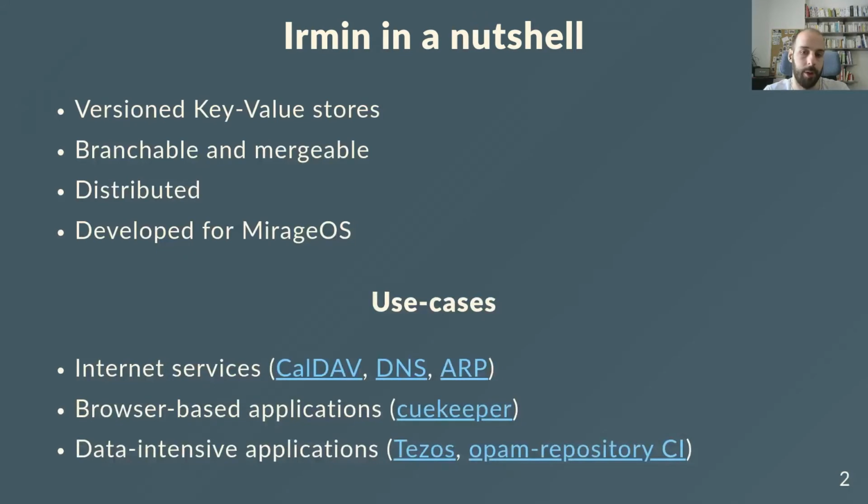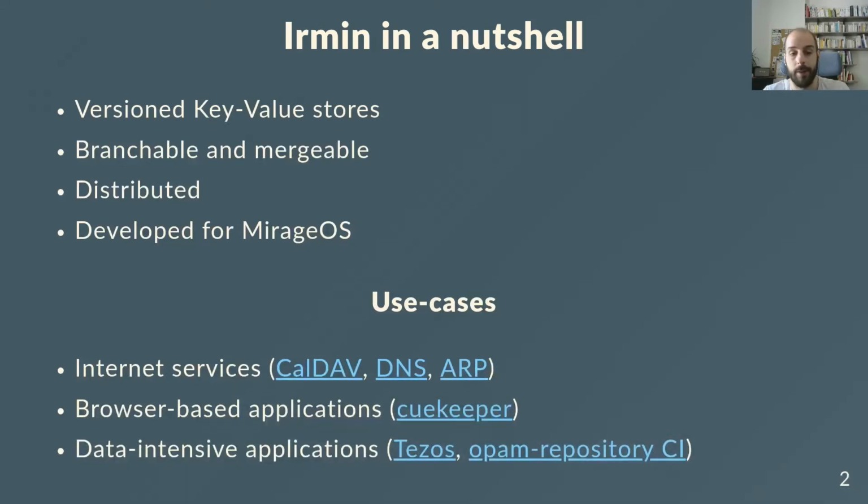It's also distributed, which means you can have multiple replicas of the same Irmin store on different machines and perhaps with different states, and you can sync them using pull and push operations, just like Git. And it's also developed for MirageOS, which means it builds into small unikernels that don't depend on Unix syscalls, for instance. And since the requirements for unikernels are quite close to the one for web-based applications, that also means Irmin builds to JavaScript.